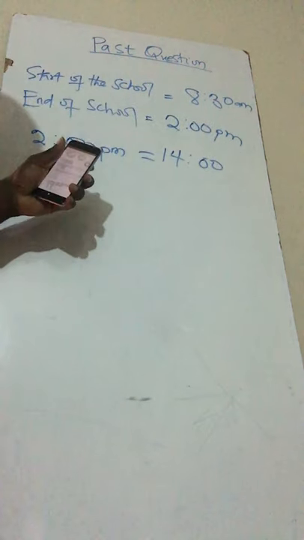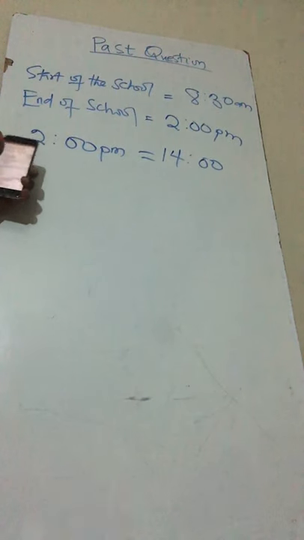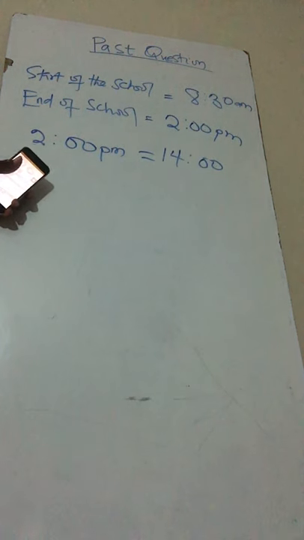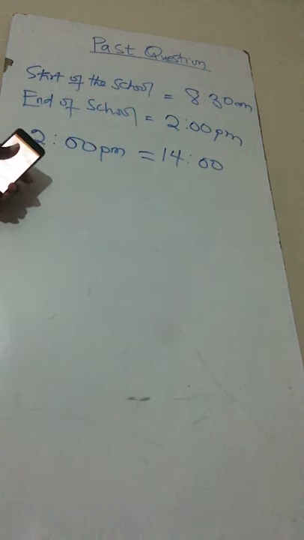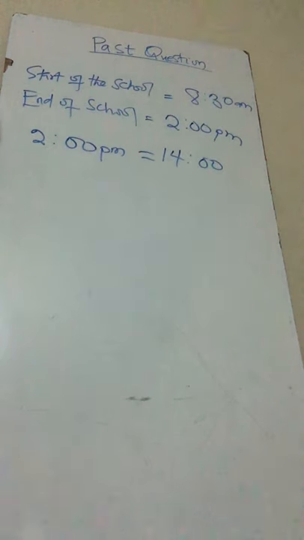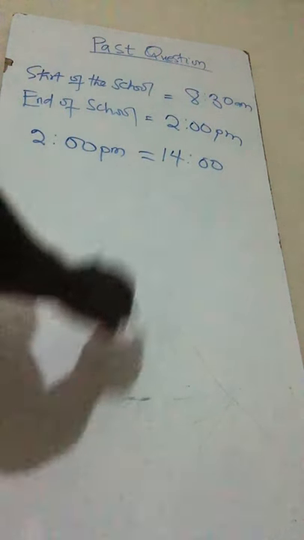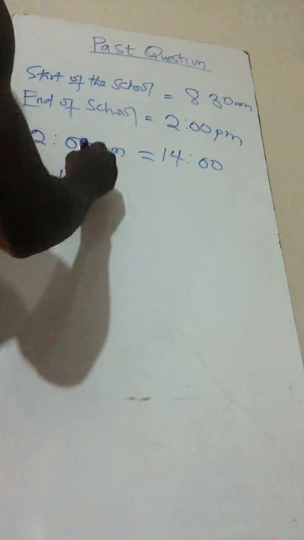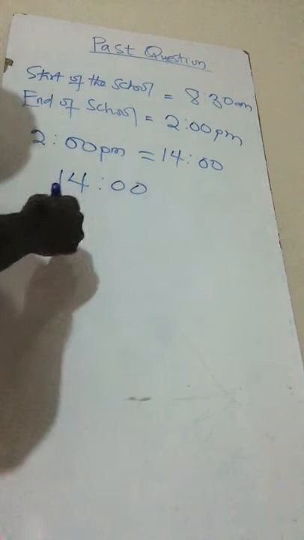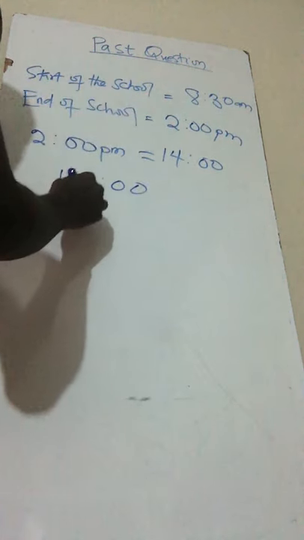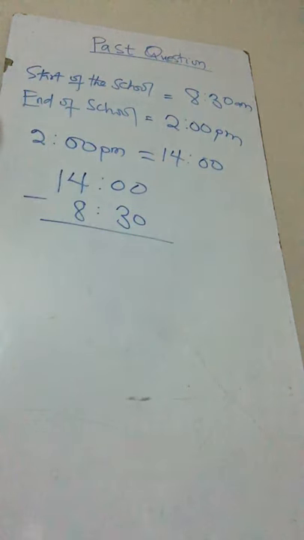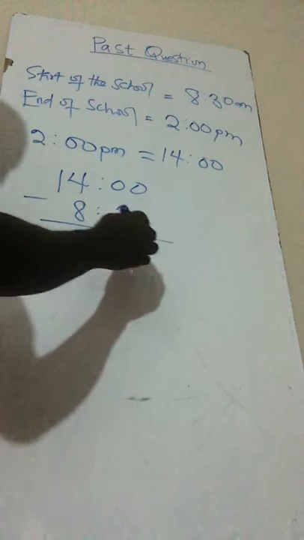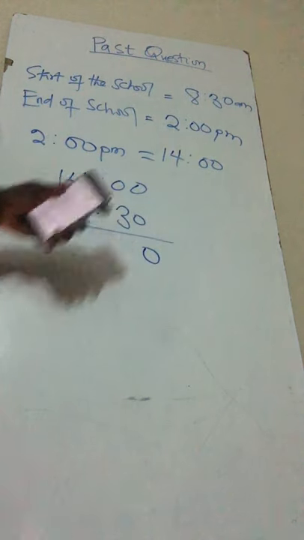Hope you understand this. You just add 12 to the first number, that is, to the hour side. Just add this 12 to this one. Are you okay? Good. And so you just have to subtract. So now the 2 p.m. is now 14:00, and then the start is 8:30 a.m. So we just subtract. So 0 minus 0 is 0. 0 minus 3 is what?